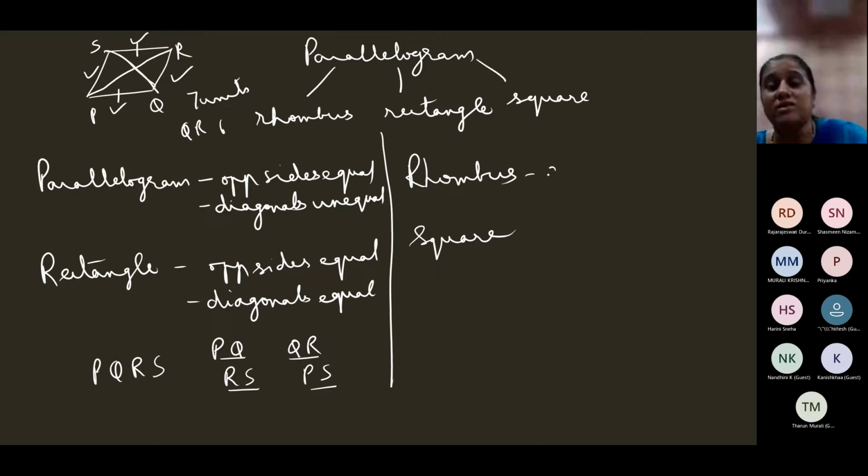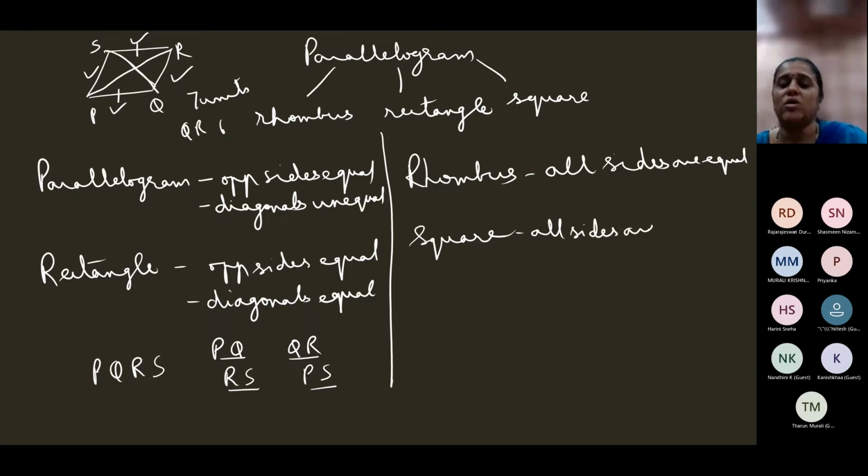In a rhombus, all sides, not opposite sides, all sides are equal. Square also, all sides are equal. The difference: in a rhombus, diagonals are unequal. In a square, diagonals are equal.